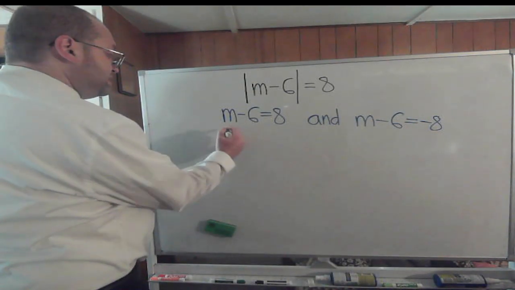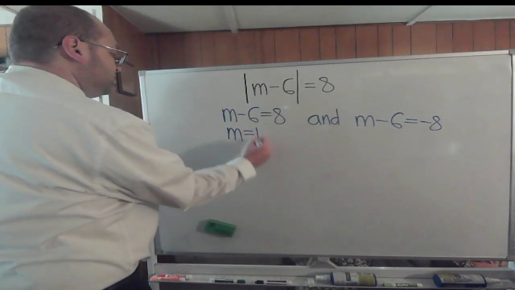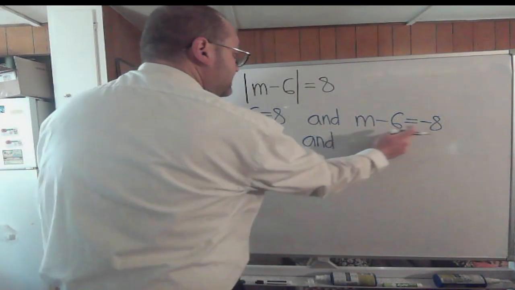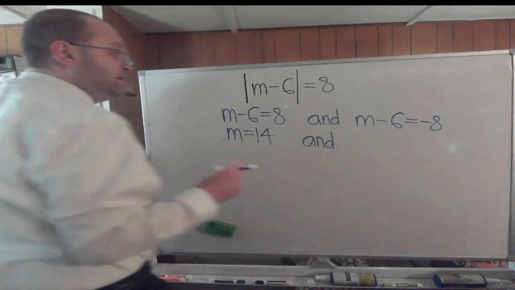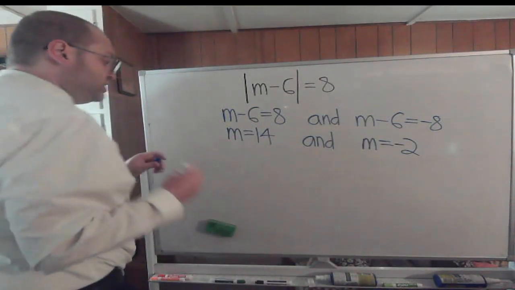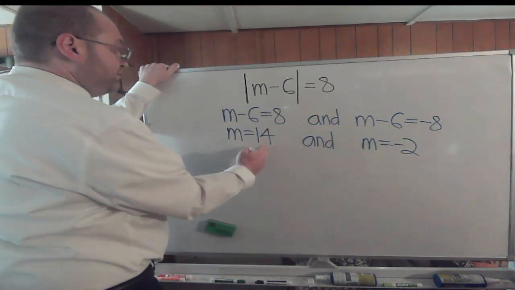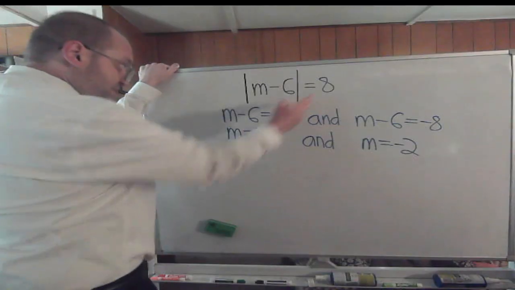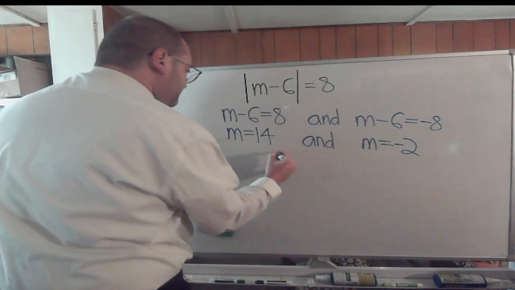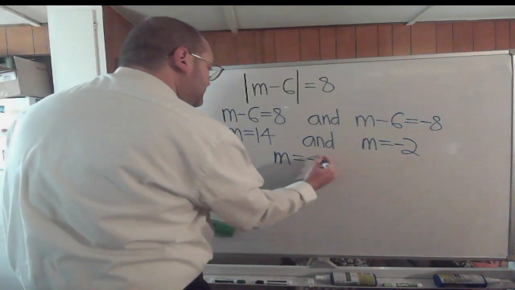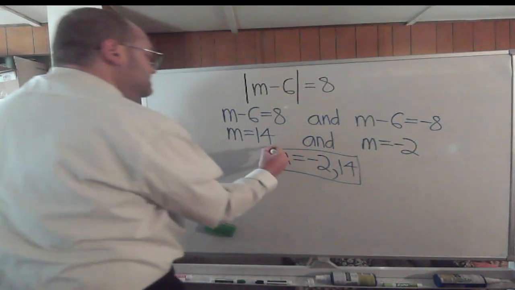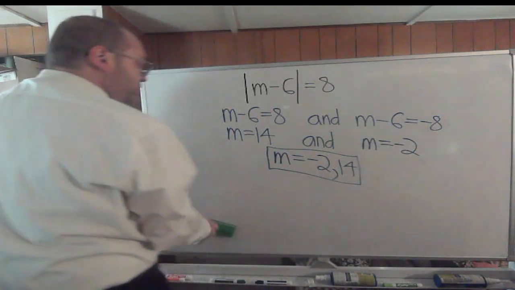So m minus 6 equals 8, that means one solution is m equals 14, and then you're going to have m minus 6 equals negative 8, which would give you m equals negative 2. And if you stick these in, the absolute value of 14 minus 6 does equal 8. The absolute value of negative 2 minus 6 also equals 8. So therefore, m equals negative 2 and 14. Those would be your two solutions to this equation.